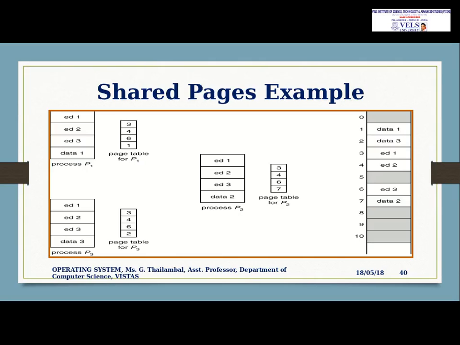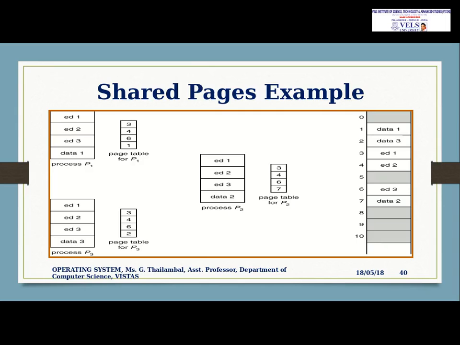You have three processes P1, P2, P3 and corresponding page tables. You could see the editor ED1 is common for the three processes P1, P2, P3. So you have to check the page table of each process. You could find ED1 in position 3, that is, frame number 3. You check the physical memory. In the physical memory, in the third frame, ED1 is stored. So you check the page table of all the processes. It is going to have the same frame number 3. That means the editor is shared by all the processes.